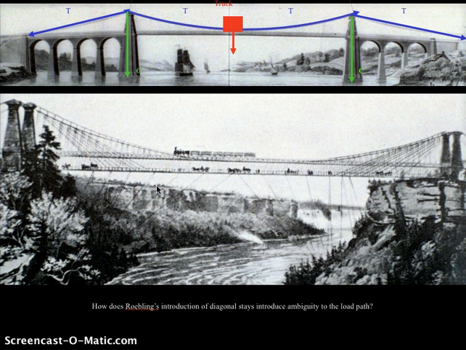We can see in Roebling's Niagara Bridge here that he adds stays below the deck that provide some level of ambiguity to the load path. In other words, we're not exactly sure, with these stays below the deck, and particularly these typical Roebling diagonal stays above the deck, how load is being carried, whether it's being carried from this point, for example, through the diagonal stays or up to the main suspension cable.